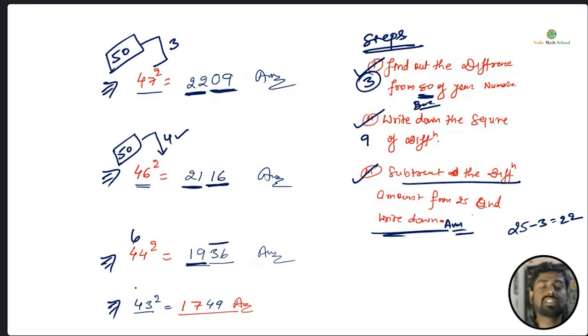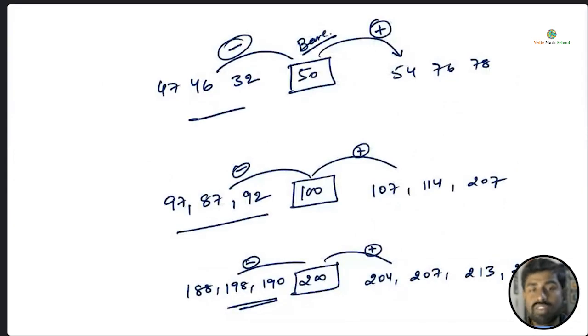Last question, 43 square. The difference from 50 is 7. 7 square is 49, and now 25 minus 7 is 18, actually, not 17. So the answer is 1849. As I discussed, this is only for the smaller values.